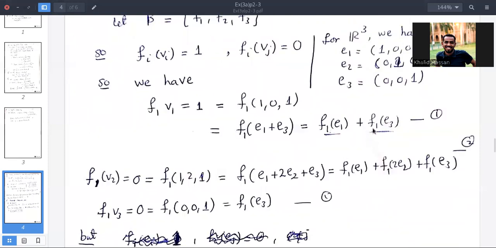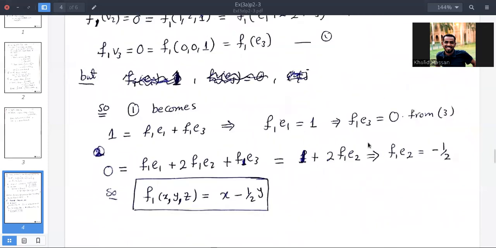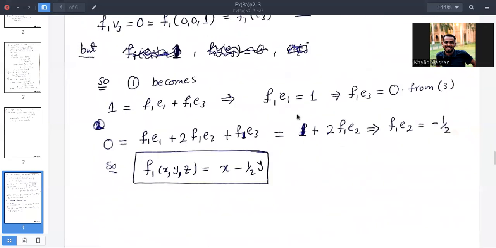So here you have this term, which is 0. Then this term, f1 e1 is 1, because all this equals 1. So this is just 1. Okay. So now we know that f1 e1 equals 1 and f1 e3 equals 0.